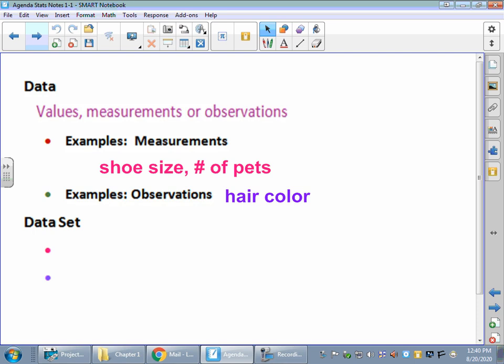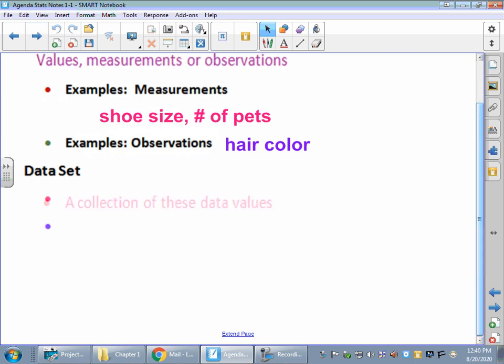Data set is a collection of the data values. So the data set of all the ages of the students in our class. And just for the ELA person in me, data is actually plural. If you're talking about one piece, it's datum, which feels like a really weird word. So just thought you'd want to know that.